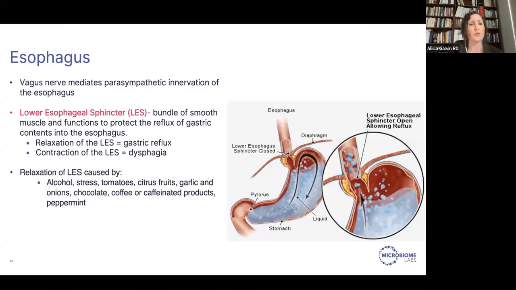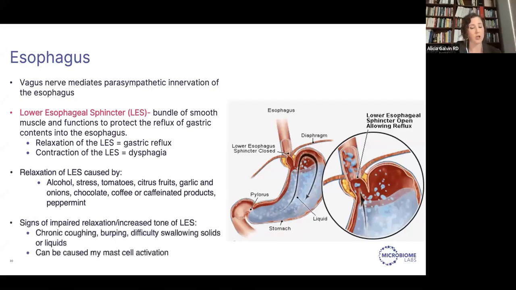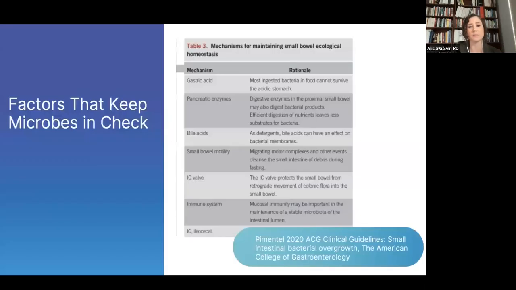I don't know that this is going to be new for anybody, but things like alcohol and tomatoes can relax that LES and can really worsen things like GERD. And then if you think about any signs of impaired relaxation or increased tone, things like chronic coughing, burping, difficulty swallowing solids, that could cause that. And the other thing that can cause it is mast cell. So if people are having a lot of upper gut refluxy issues, the excess relaxation or impairment of relaxation can be caused by an overabundance of histamine and mast cell activation. So that's kind of like the top part of our digestion.